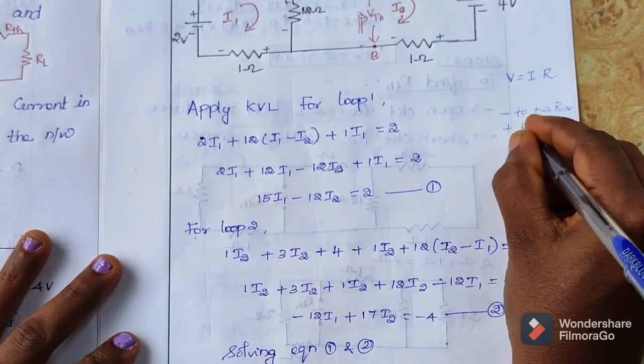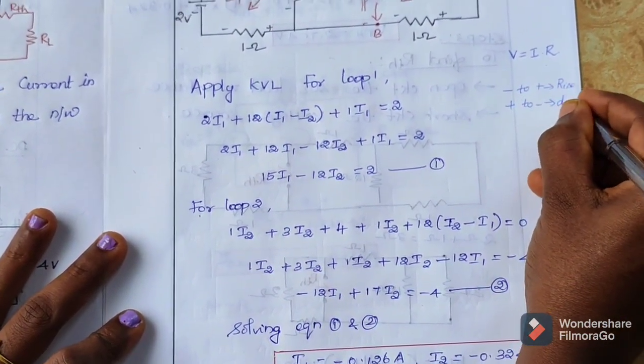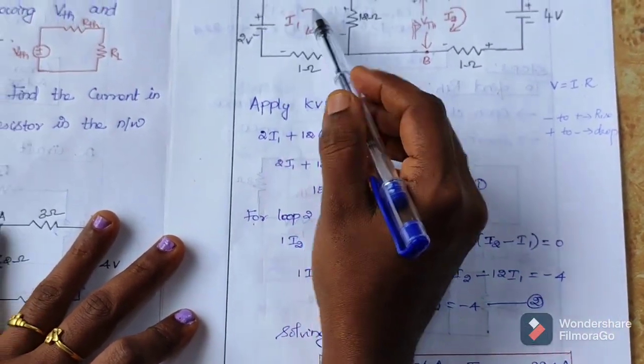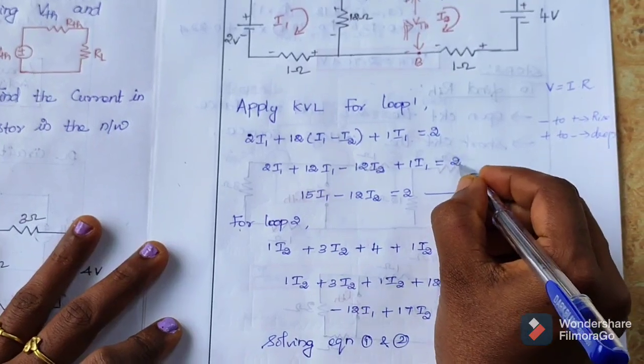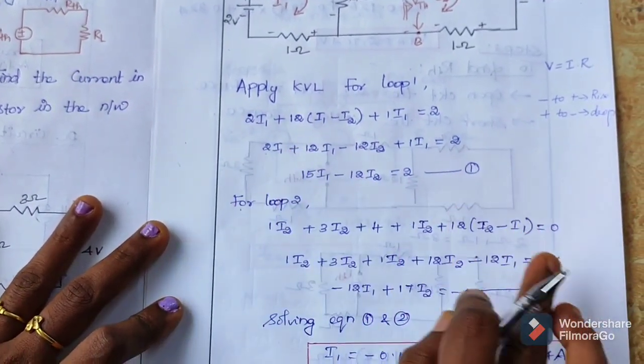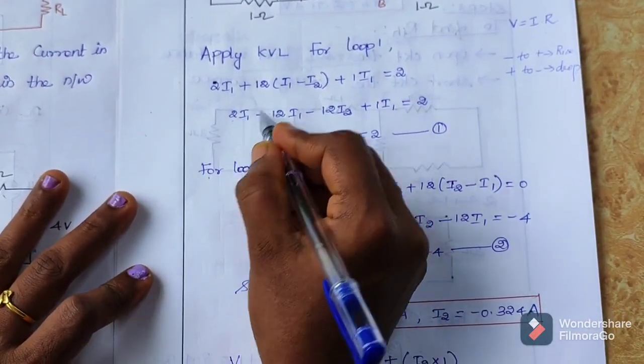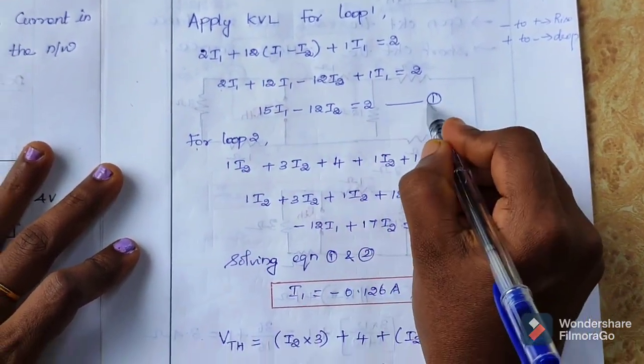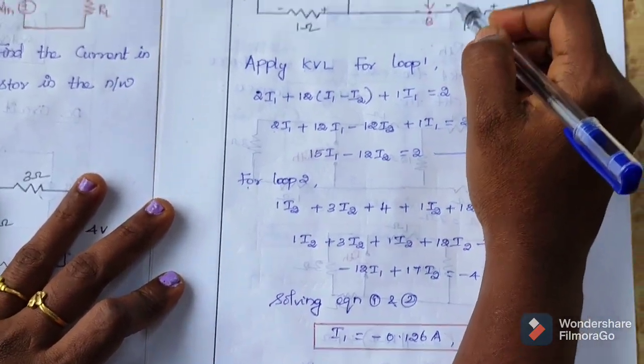Okay, plus 2 minus means drop. Okay, so this is a rise in voltage. Rise in voltage on the right side we have written, drops all on the left side we have written. So to avoid confusion, then just multiply this. Once you simplify this, you will get equation number 1. Then apply KVL for loop 2.